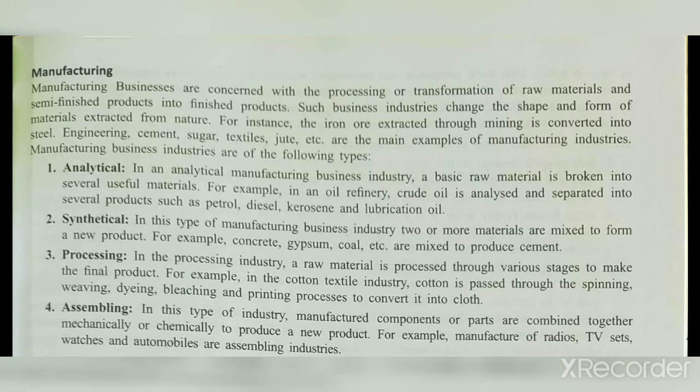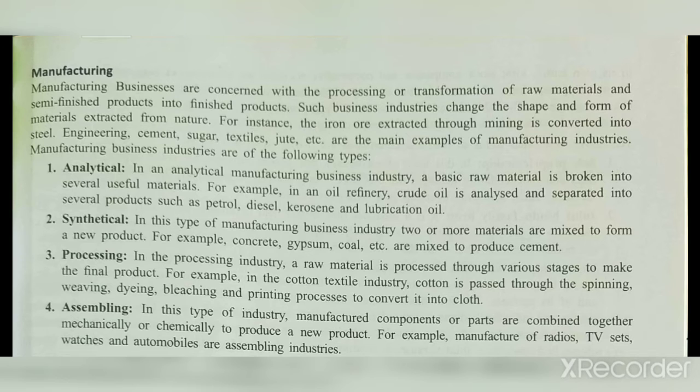And next is cement. The cement is also the same. Especially for the cement, we have to collect many raw materials, including more than one raw material. Okay, so we can develop the cement, we can manufacture cement. Next, sugar, as you already know, and textile industries, jute, etc. are the main examples of manufacturing industries.